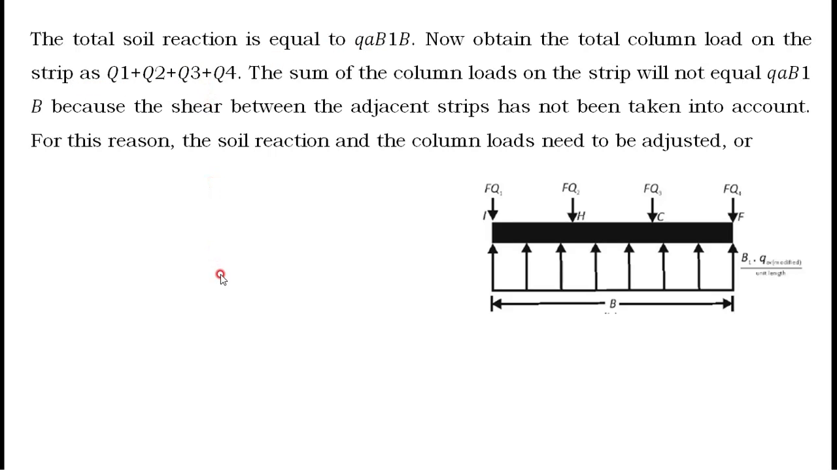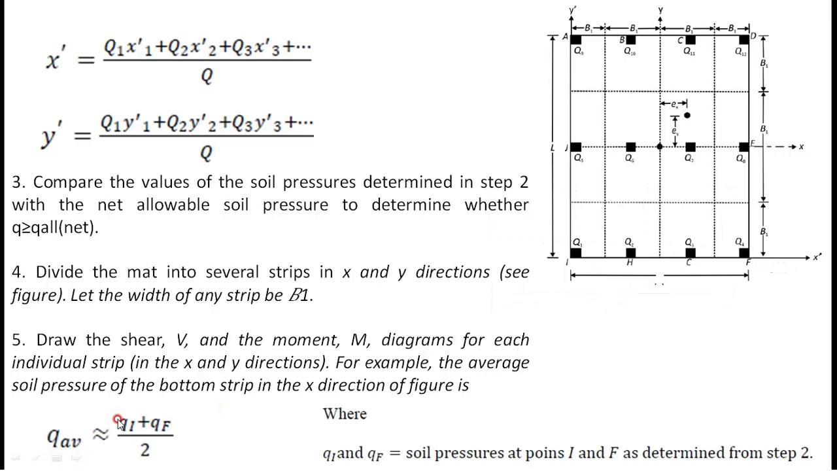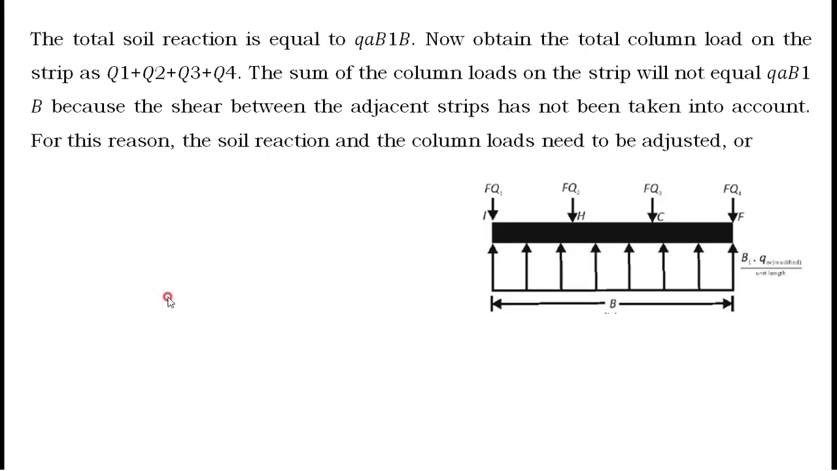Why are they not equal? Because in the previous calculation you considered only Qi and Qf and made an average of those, but you didn't consider all the column loads in the average. So don't get excited seeing this comparison. The sum of the column loads on the strip will not be equal to Q average times B1 B, because the shear between the adjacent strips has not been taken into account.